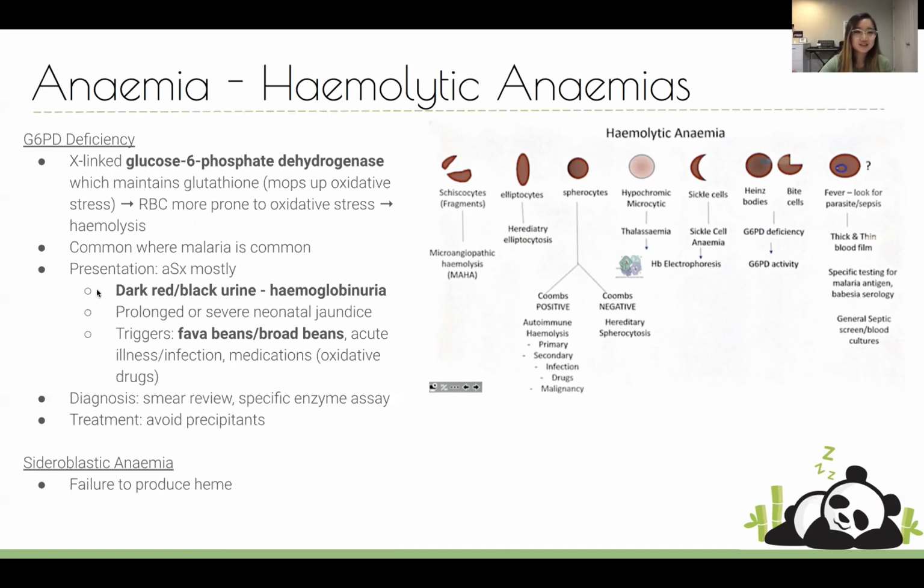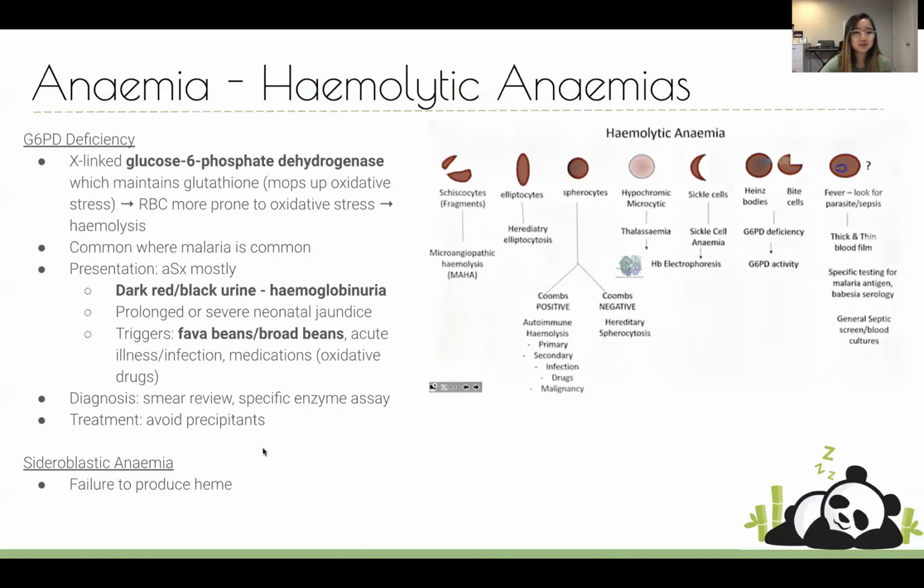And then presentation is mainly asymptomatic, but on an exam question, you'll see fava beans or broad beans because it can trigger it. And once it's triggered, then they might get hemoglobinuria. So hemoglobin in their urine, so dark red or black urine. And you can also have prolonged or severe neonatal jaundice. So lots of the hemolytic anemia, basically all of them, can present with jaundice because of the release of heme into bilirubin.